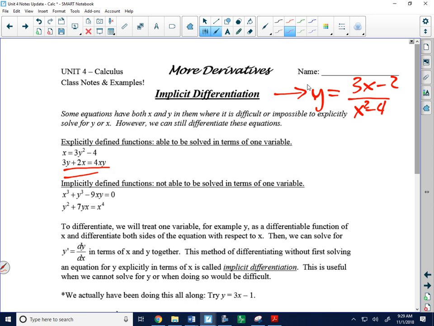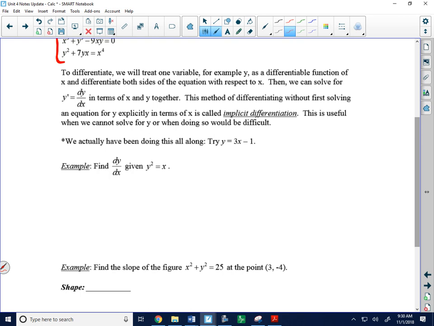You could solve for one variable, y equals something, x equals something. Implicit, the title of this section, means it's not able to be solved in terms of one variable. So we wouldn't be able to get it like this anyway. Here are some examples. You would not be able to solve for just x or just y. And this process works both ways, whether it's explicitly or implicitly defined, but it's mainly helpful for this type.